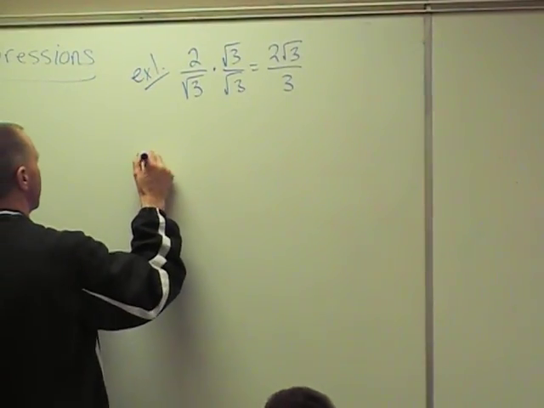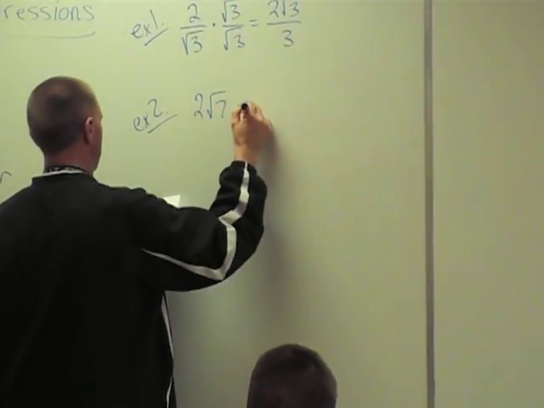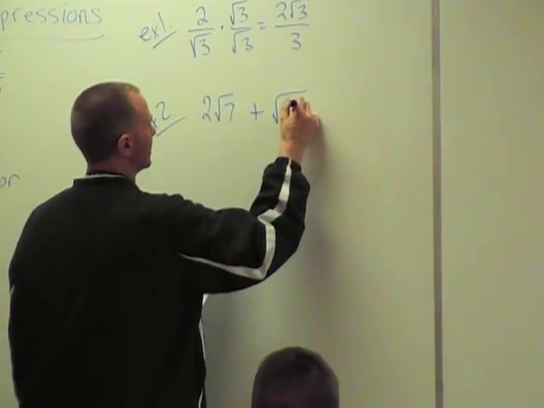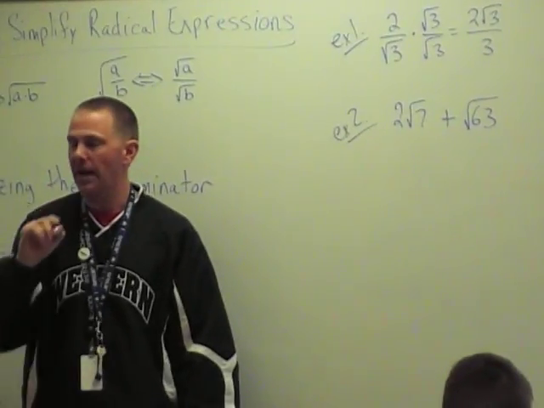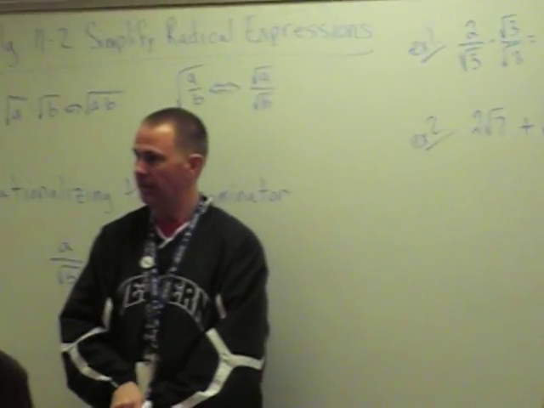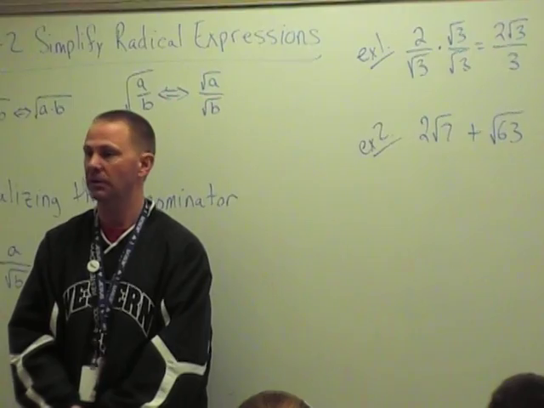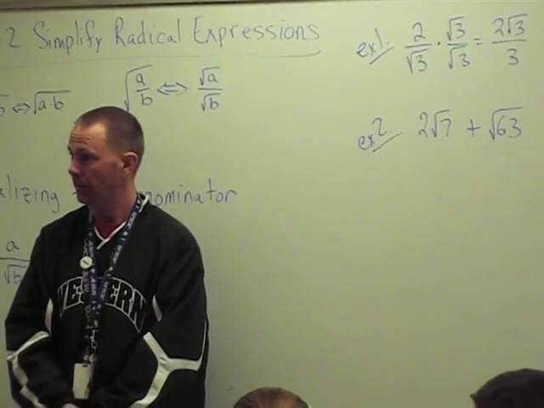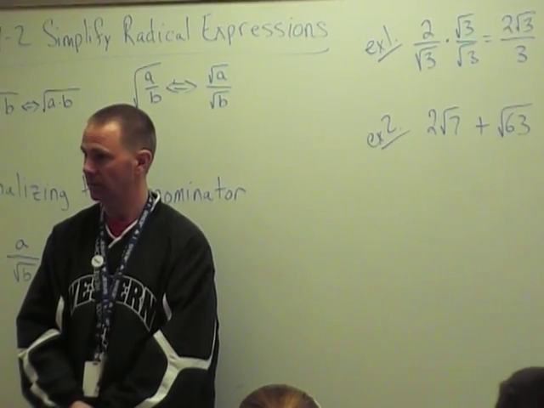It'd be neat if that was it. But it's not. Example 2. How about 2 radical 7 plus the square root of 63? Do not do this. Just write it down. Radicals are like variables. That's how you should treat them. If you can simplify them, great. If not, then treat them like it's a variable. If you have like variables, then you have like terms.